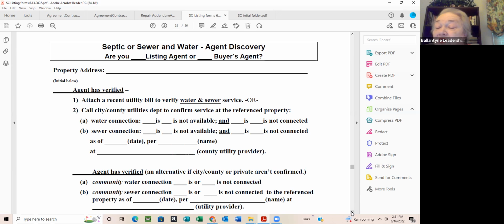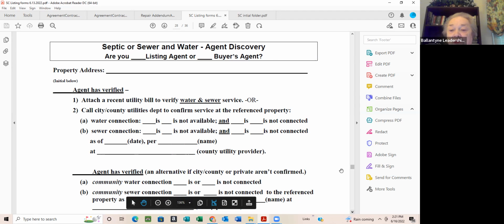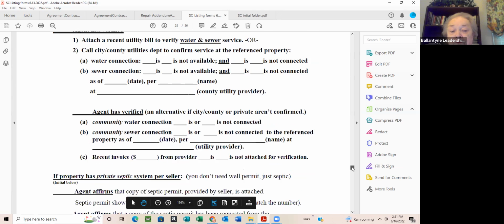If it's a community, they're going to be paying, it could be $60 or $70 a month extra for one of those services that's not included in the city or county. Most of the time it's one or the other. It's rarely community for sewer and community for water. Okay. So make sure to ask if they have a community service. You don't have very much, but these are things for the agent to verify, and that's what you're doing.